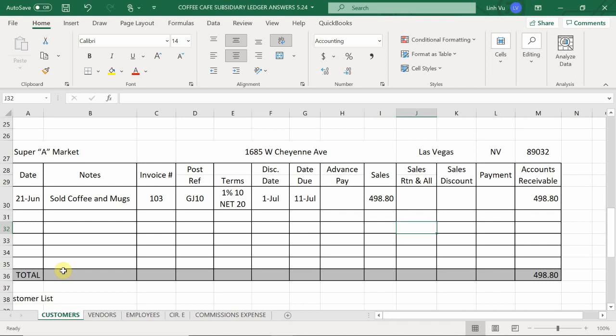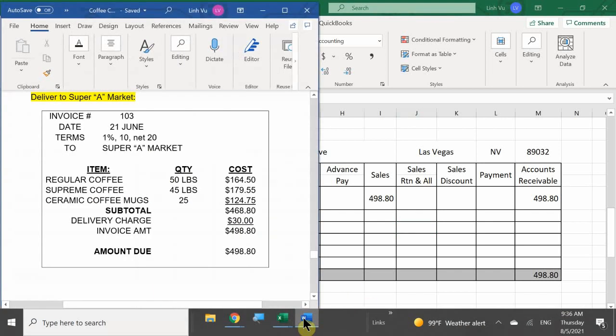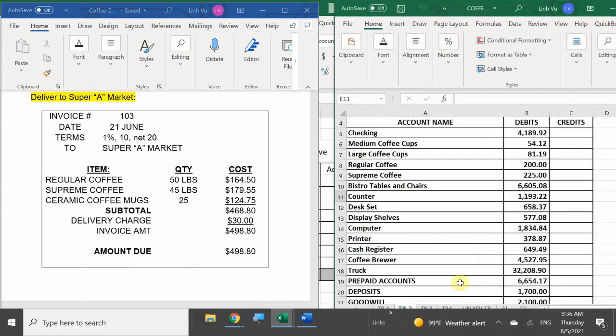Okay. What is next? It's inventory entry. Oops, wrong one.